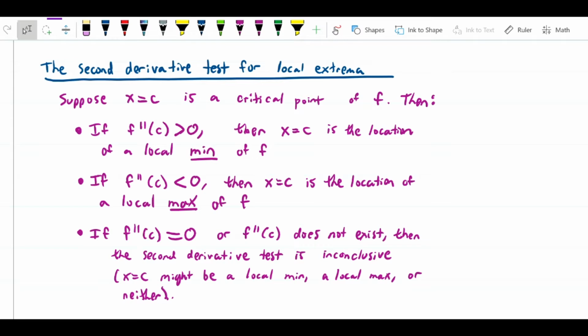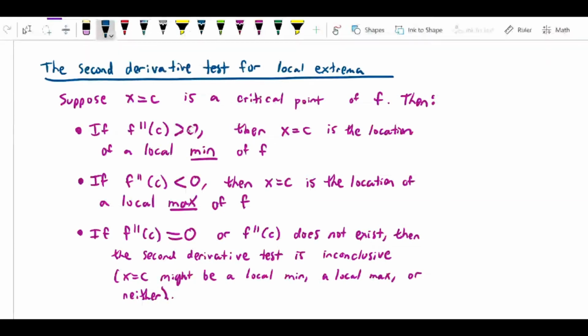Let's suppose that x equals c is a critical point of f. If it is, then if f double prime of c, the second derivative of f evaluated at c, is positive, then x equals c is the location of a local min. And if f double prime of c is negative, then x equals c is the location of a local max.